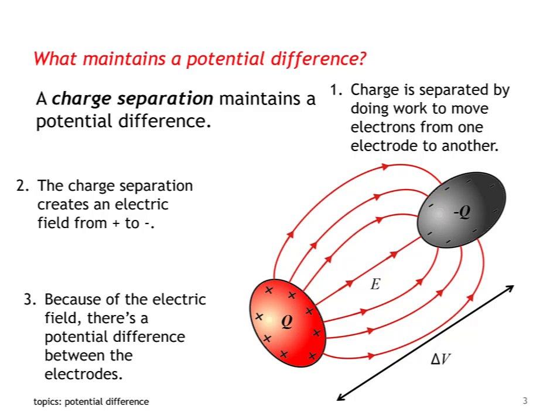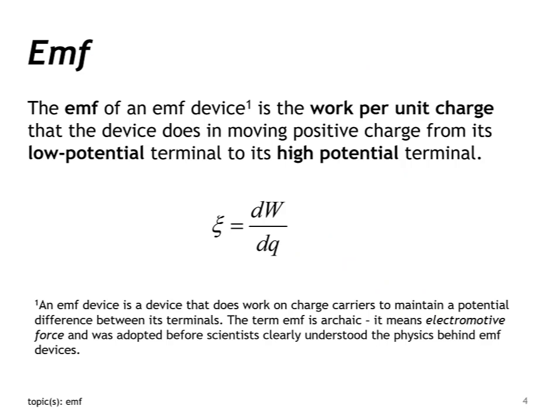So what kind of devices will allow us to maintain a difference in potential between 2 points? Well, EMF devices. First, let me define what we mean by EMF. It's actually an abbreviation for electromotive force. So the EMF of an EMF device is the work per unit charge that the device does in moving positive charge from its low potential terminal to its high potential terminal.